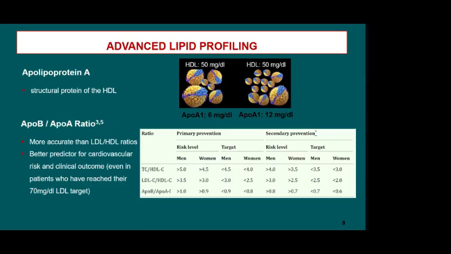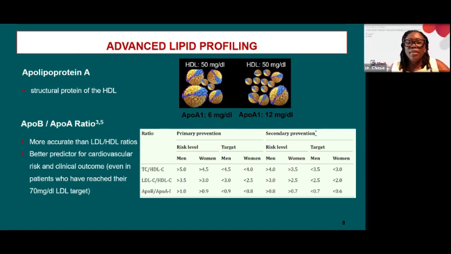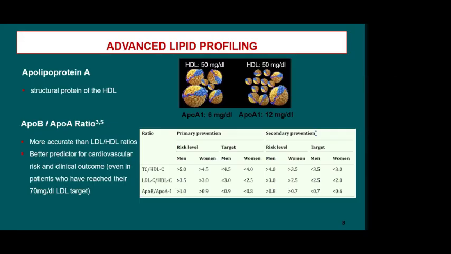Maybe I can try this. So, hello? Yes. So I think HDL is a good cholesterol and LDL is a bad cholesterol according to the presentation.